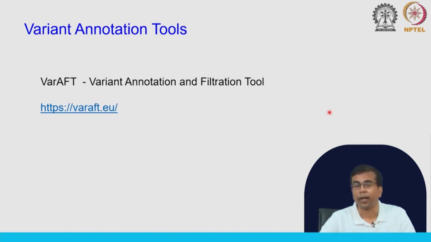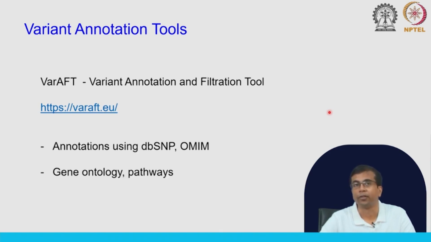You can also use another tool called VARAFT, the variant annotation and filtration tool. It helps in annotation using dbSNP or OMIM if you are working with human data. It also associates your variants with gene ontology and certain biological pathways. We will talk about gene ontology in much more detail in later classes. It mostly looks at the functions of genes or their involvement in biological processes. These kinds of tools are now available for your variant annotation.